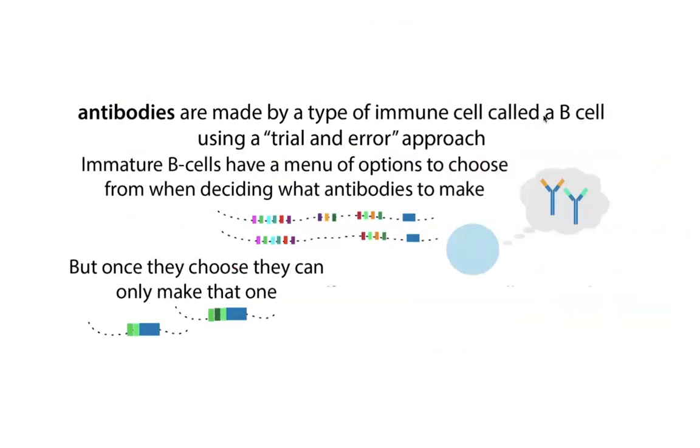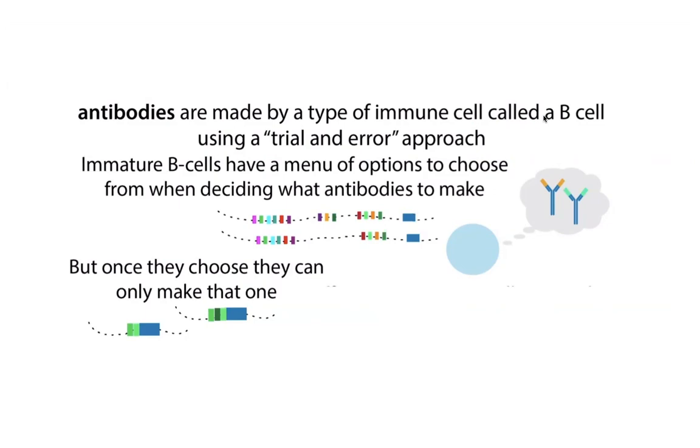So now that we know a little bit more about the structure of antibodies, let's talk about how they're actually made and how they actually bind. So antibodies are made by a type of immune cell called a B cell. I am not an immunologist and I do not know all the complicated details of immunology, but this is just a basic overview.